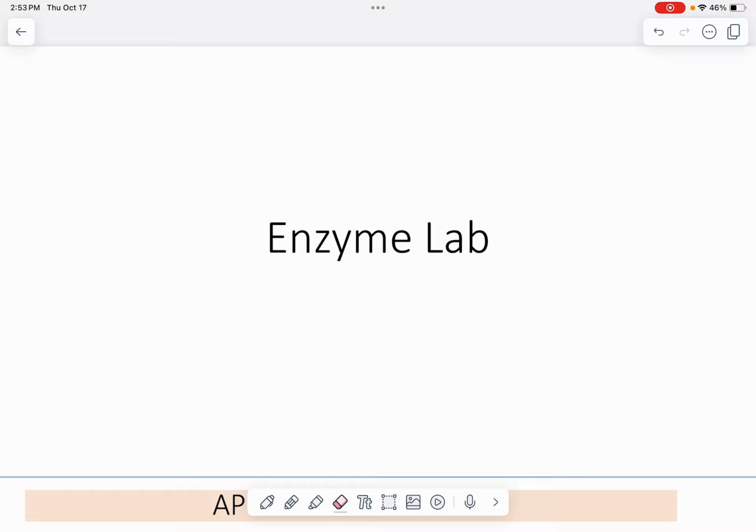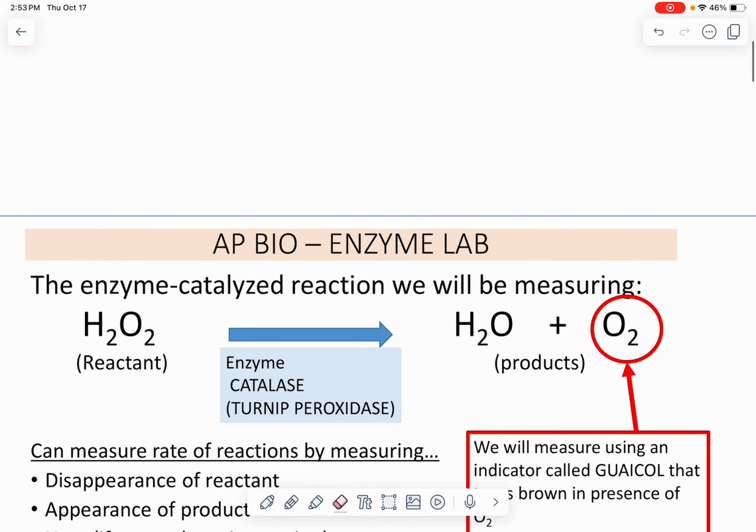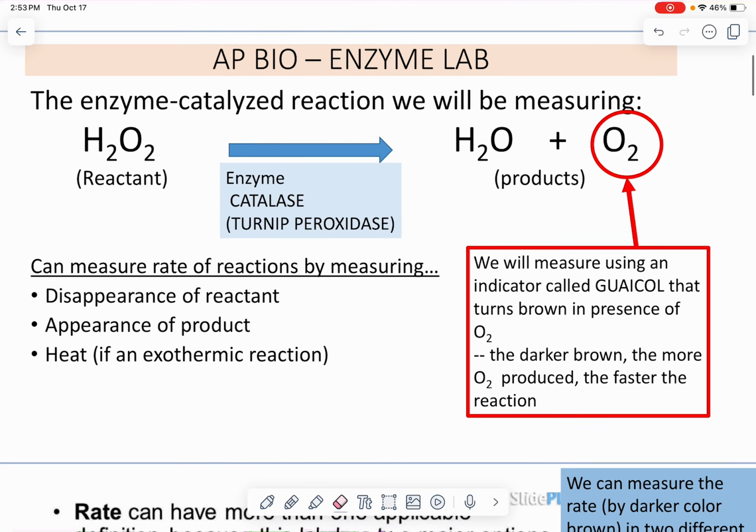Hello. I'm going to do a brief introduction to talk about the enzyme lab that we're going to do, so just take notes accordingly. Okay, so in this lab, we're going to be using the enzyme catalase, also known as turnip peroxidase.